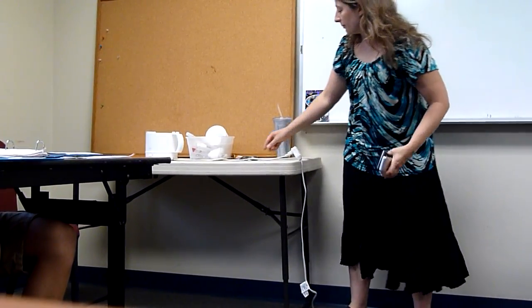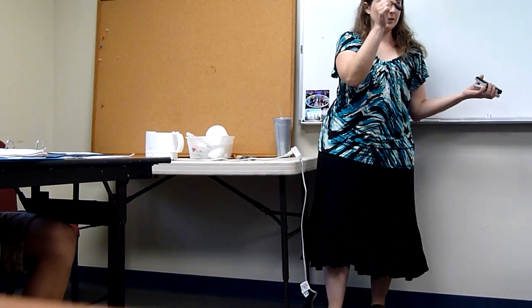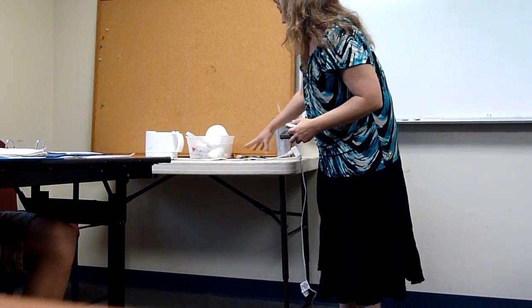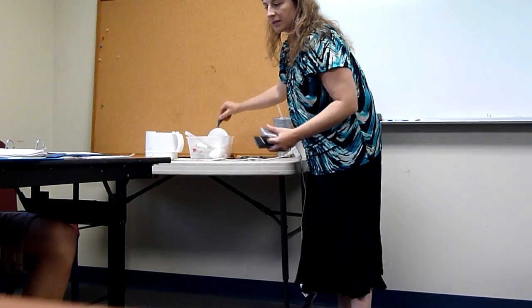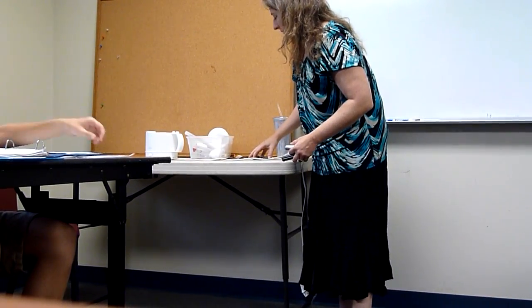So what we're going to do, we're going to drop our metal that is an unknown, which probably you all know what this is anyway, but we're calling it our unknown metal. We're going to drop it into the 100 degree water, and that metal will come to 100 degrees Celsius, right? So what we need to do is gather our data. So look at your data sheet. First thing is probably mass of the metal, yes?